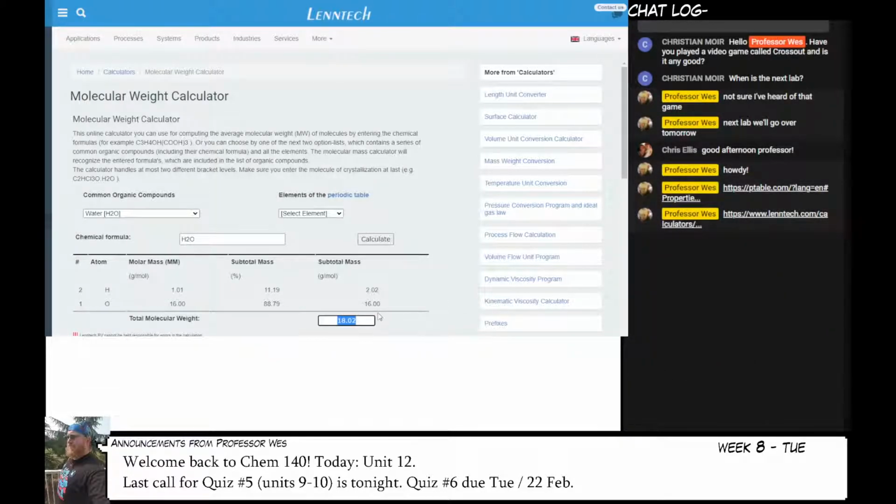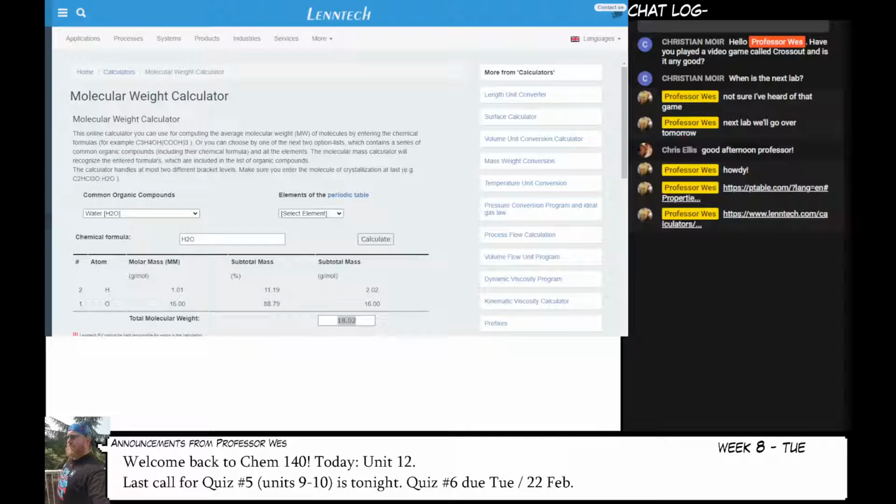This is how much it weighs in AMU. You'll notice that there's another unit up here. We're going to come back to this in a second. But basically, we can use Lenntech to calculate the molar mass or formula mass of any stuff that we want to. So that website is now in your toolkit.